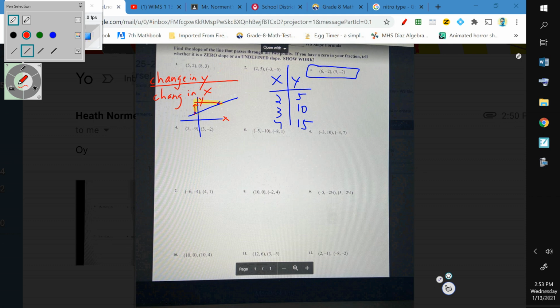I know there's a lot more involved with that, but for graphing, you're just counting boxes. How many up, how many over? That's your slope, usually written as a fraction. For this, how much is this changing? That's your change in x. How much is this changing? That's your change in y. Write it as a fraction. But remember, it's change in y over change in x.